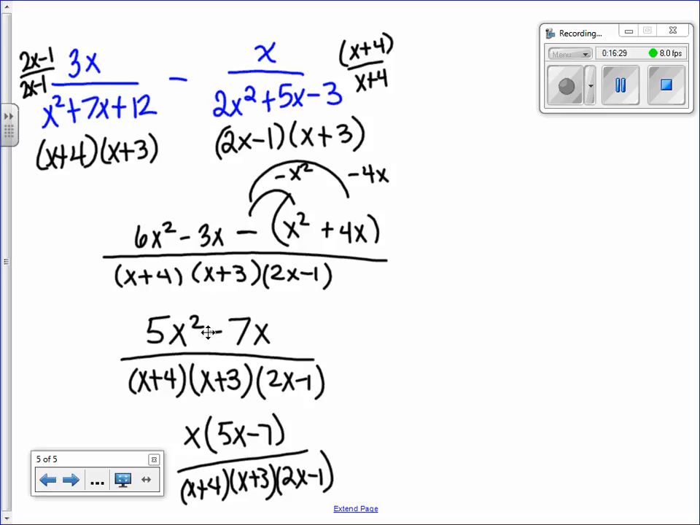Remember, factor first, find your common denominator, do your addition and subtraction, factor again, and then cancel if you can. So it's like 5 easy steps, right? Ellen is agreeing with me. 5 easy steps. Come on, Jeremy. 5 easy steps, okay?